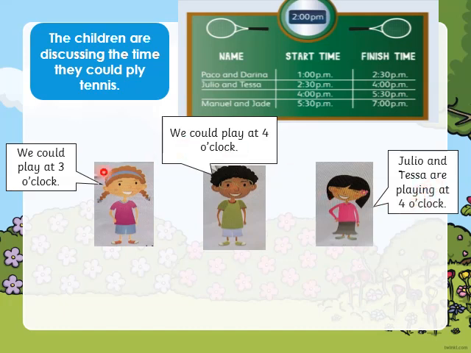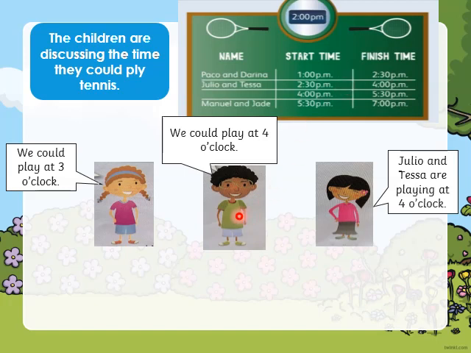Good. Now, let's see. Massey said we could play at 3 o'clock. Can Massey play at 3 o'clock? Look at the timetable. Of course, no. At 3 o'clock, Jolio and Tessa are playing. Good. What about this girl? This girl said, Jolio and Tessa are playing at 4 o'clock. This is Jolio and Tessa. Are they playing at 4 o'clock? Of course, no. They start playing at 2:30.